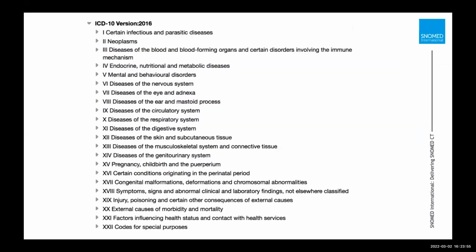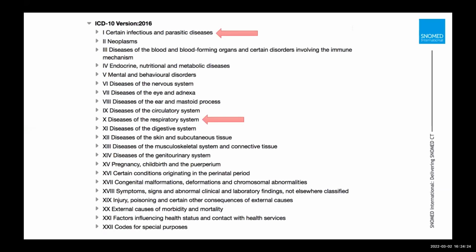Here are the different chapters of ICD, and if you are unfamiliar with ICD-10, you may not initially know exactly which chapter to find viral pneumonia in. Is it in chapter 1, which is for certain infectious and parasitic diseases, or is it in chapter 10, which is for diseases of the respiratory system? Now, viral pneumonia can be described as both an infectious disease and it also is a respiratory disease.